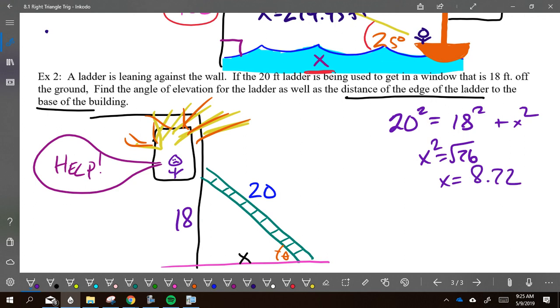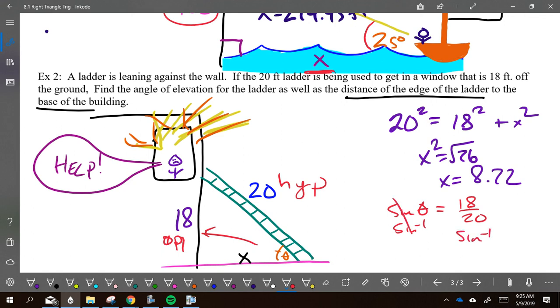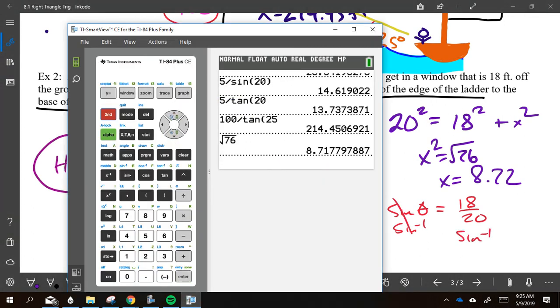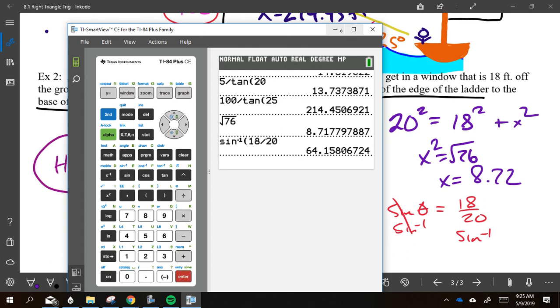Super. Then we're going to solve for the other part. If I'm solving for the other part here, Mara, what'd you do for that? I did sine of theta equals 18 over 20. Sine of theta equals 18 over 20. This is opposite of that. That's the hypotenuse. Opposite over hypotenuse. What'd you do then to get theta by itself? Inverse sine. Inverse sine. That goes away. In my calculator, second sine, 18 over 20. Hit enter. 64.2 degrees.